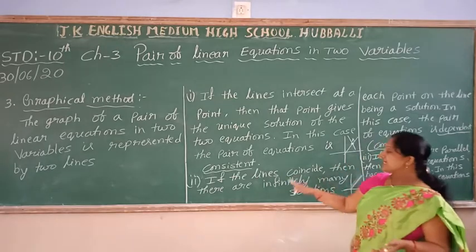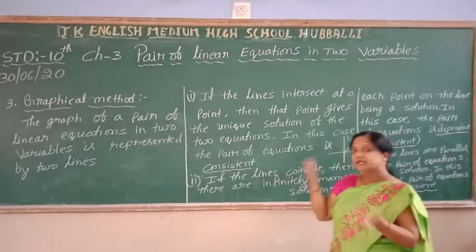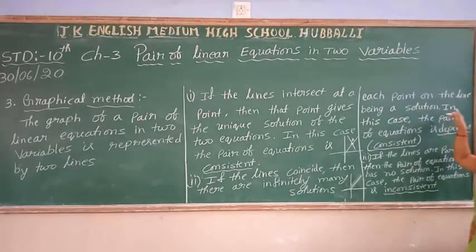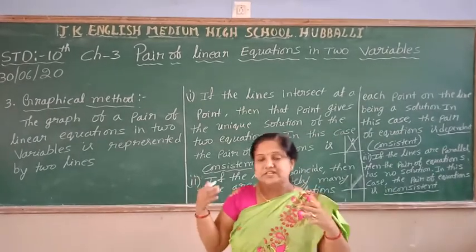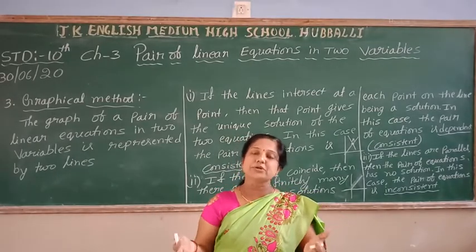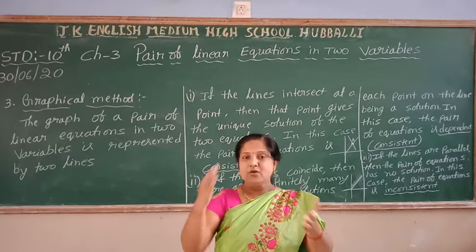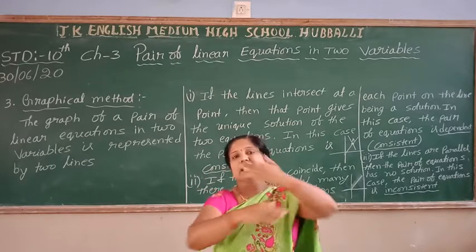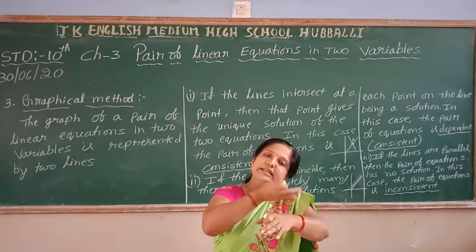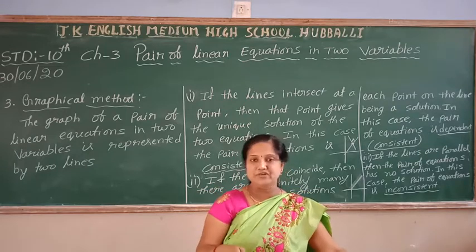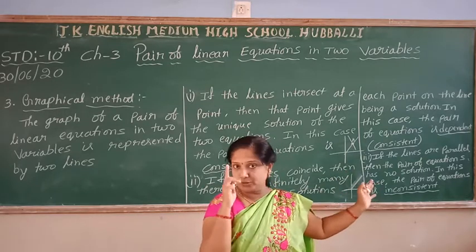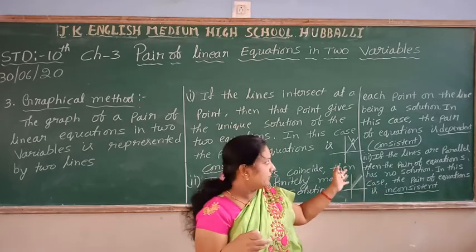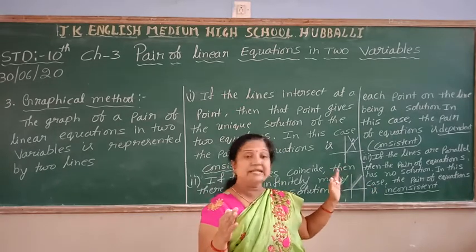If the lines coincide, then there are infinitely many solutions, because every point is overlapping each point on the line, being a solution. In this case, the pair of equations is dependent and consistent. We say dependent and consistent when, for some pair of linear equations of two variables, we get two coinciding lines. See, one line comes and on top of that another one coincides. So every point it is touching is itself a solution for this pair of linear equations of two variables. So it will have infinitely many solutions when two straight lines coincide. Then we can say that type of equations are dependent and consistent.